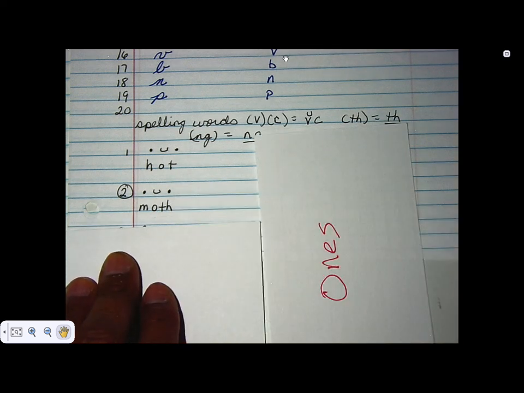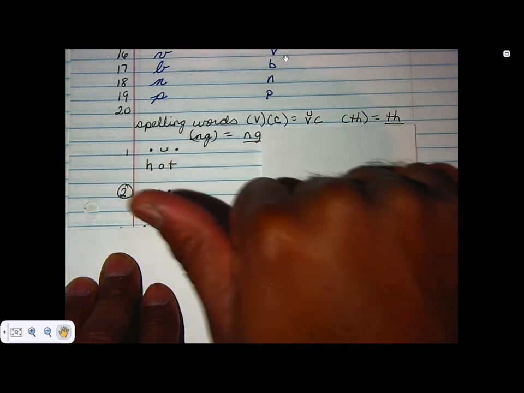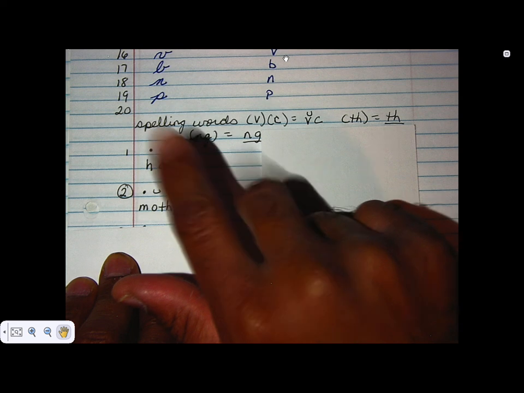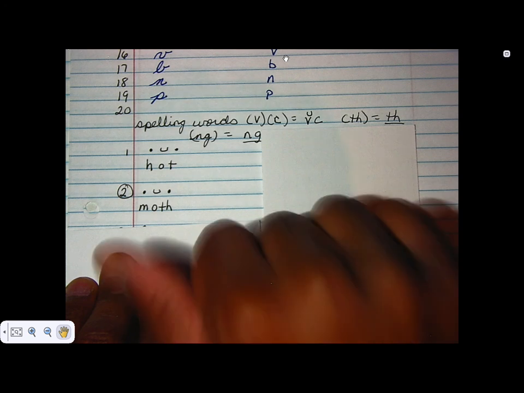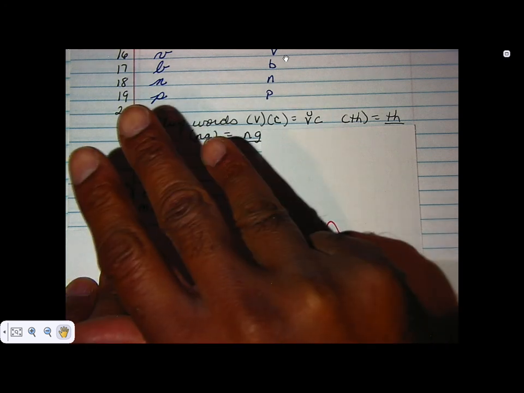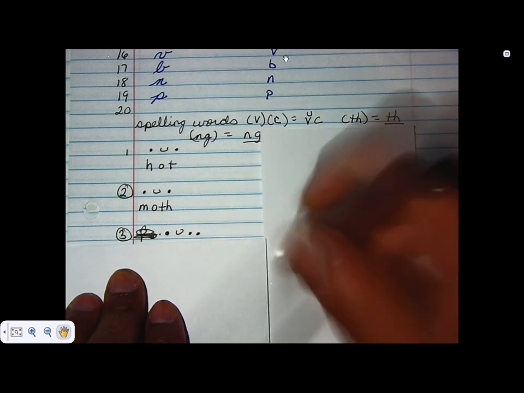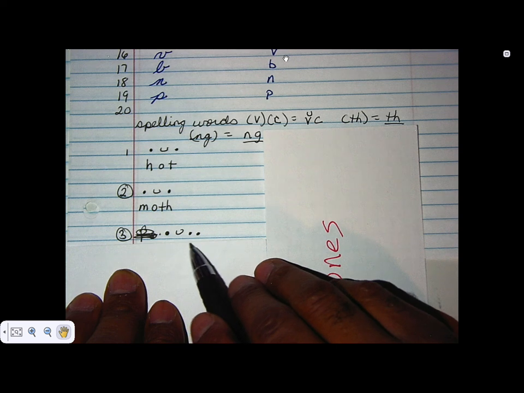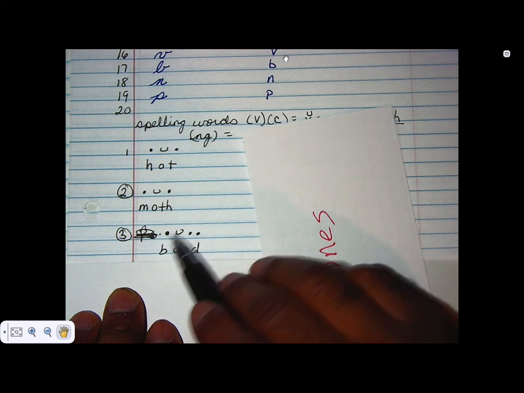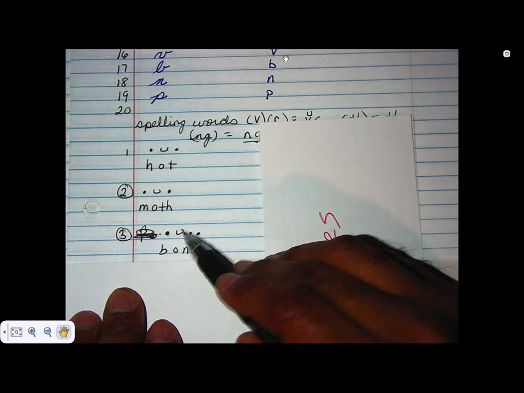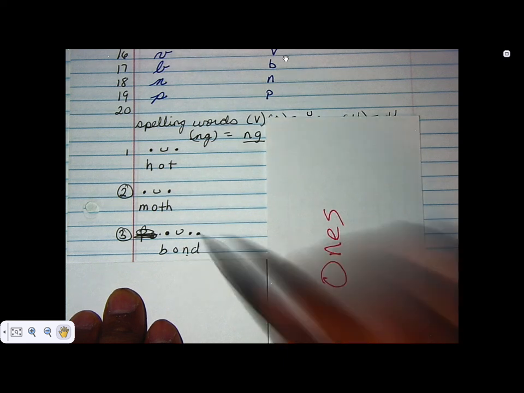The next word is bond. My sounds are b, o, n, d. So there are 4 sounds: b, o, n, d. B is spelled with a B. O is spelled with an O. N is spelled with an N. D is spelled with a D. And I used B, O, N, D. And that's how you spell bond.